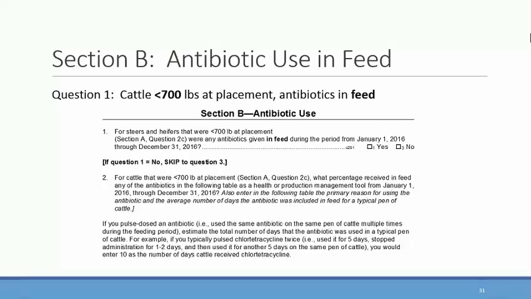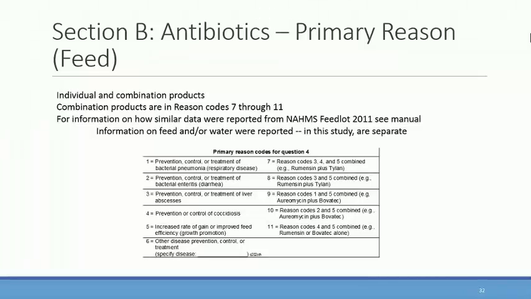So the primary reason codes for these antibiotics are on page 3. And again, these are individual and combination products that we're referring to. The combination products are in reason codes 7 through 11, actually. For information on how similar data were reported in the NAHMS Feedlot 2011 survey, we reference the manual here, on page 62. You can see how in NAHMS Feedlot 2011 we combined these data into table estimates for different categories and reported them by category of antibiotics. So this is an example of how these data will be reported.